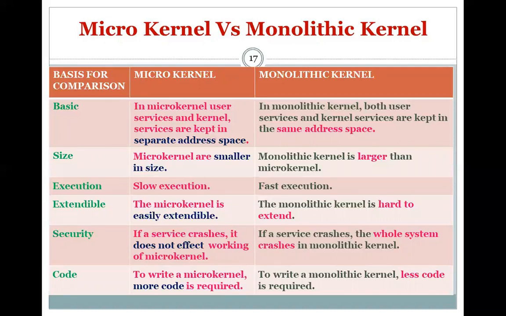Microkernels are small in size, whereas monolithic kernels are larger in size. Microkernels are slow in execution, whereas monolithic kernels are fast in execution as everything is present in the kernel space. Microkernels are easily extendable, whereas monolithic kernels are hard to extend because they have a lot of utilities included inside the kernel.